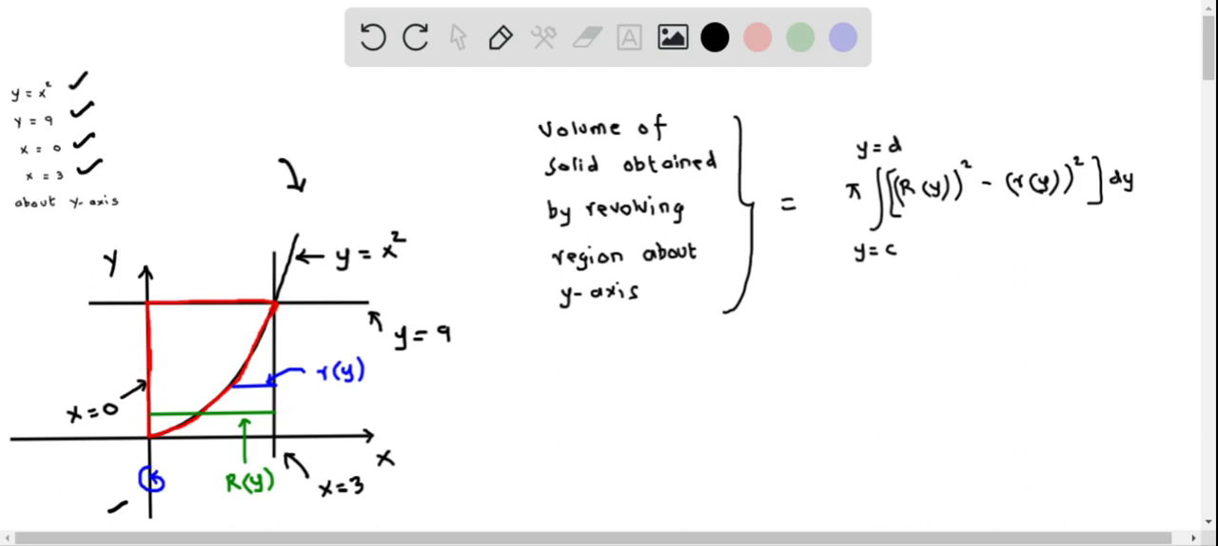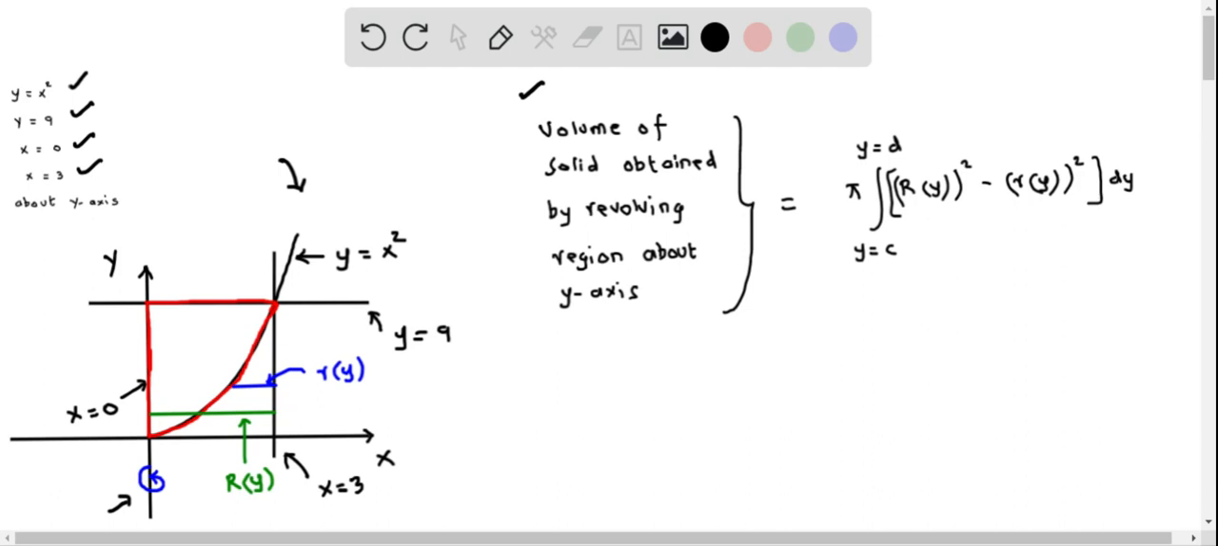So this represents the axis of revolution, which is the y-axis. And so in this case, we can utilize this formula: the volume of a solid obtained by revolving the region about the y-axis is given by the definite integral of big R of y quantity squared minus small r of y quantity squared, with limits from y equal to c to y equal to d, and we should also multiply this with pi. So let's identify the big R of y and the small r of y.